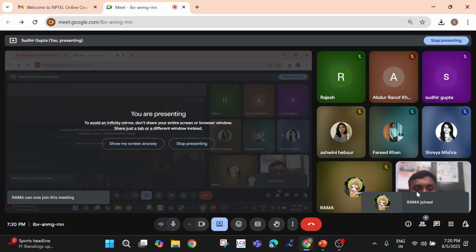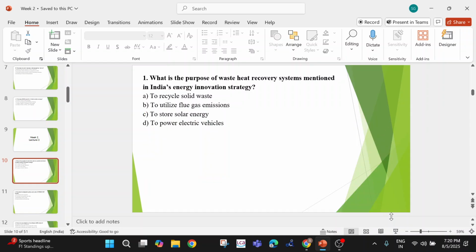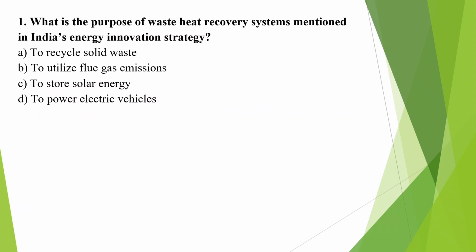Okay, so I have admitted him. Let me project the question again. So here is the first question from lecture 2 of week 2. Try to give your answers in the chat box, and then we can discuss if someone is missing some concept or giving the wrong answer, and if you are correct then we can move to the next question.